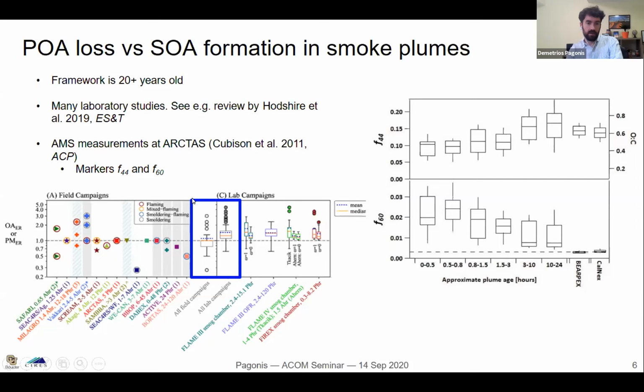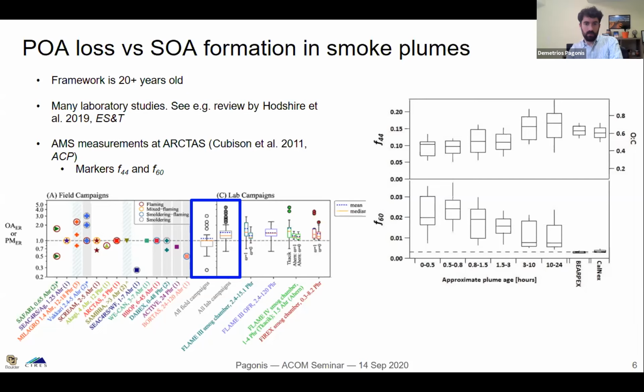And I just want to focus here, this is from the Hodge review paper, just on the comparison of all lab campaigns to all field campaigns that are included here. So the lab campaigns have been very efficient in generating SOA and looking in very detailed ways at that chemistry. But in the field, we're generally getting more loss. And so the lab work has really nicely characterized the SOA side, but it seems like there's more happening in the field, and the potential POA evaporation side has not been addressed as thoroughly.